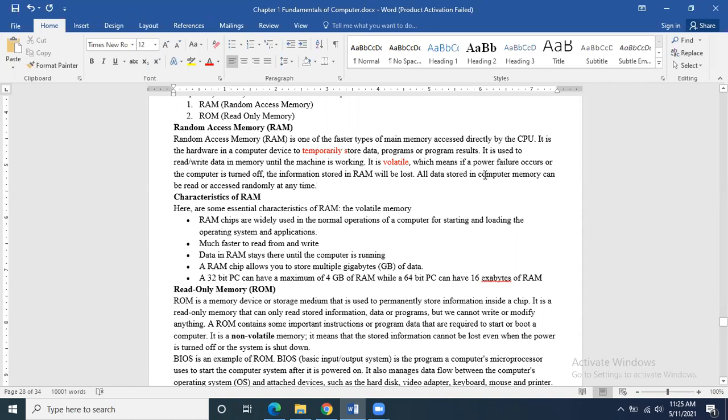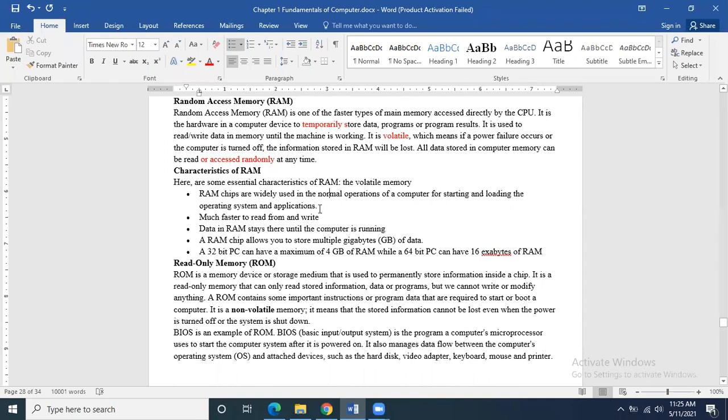All data stored in the computer memory can be read or accessed directly, randomly at any time. This is basically the random access. Random access means from anywhere on the chip. For example, if it is a 4 GB chip, then from any position of the chip, the data can be stored and accessed.